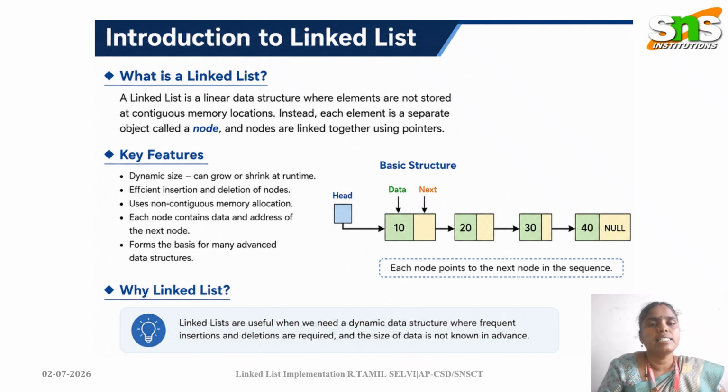A linked list is a dynamic data structure where memory is allotted whenever required, so that the size of the linked list is dynamic. That means it can grow or shrink at runtime. The elements don't need to be stored continuously in memory. Instead, they are connected using pointers. This makes insertion and deletion much easier than arrays.